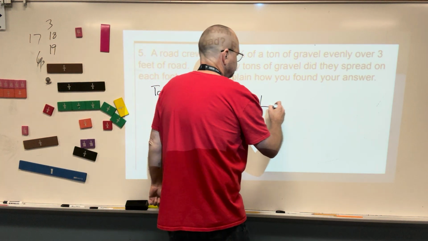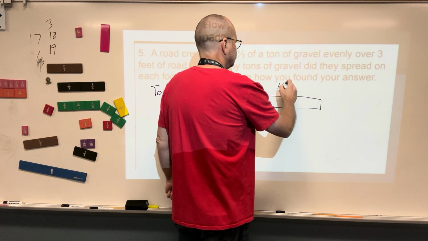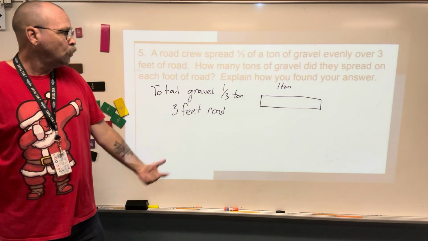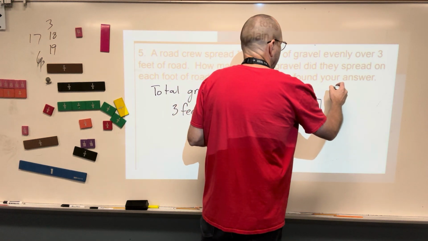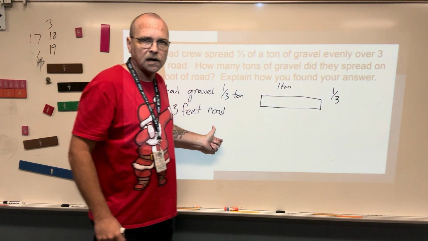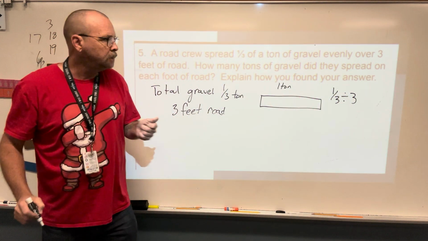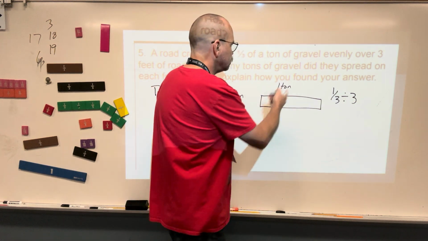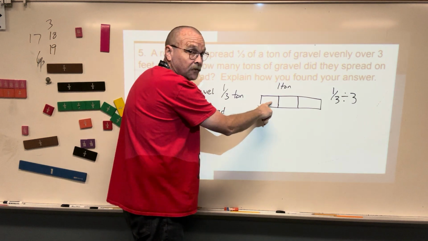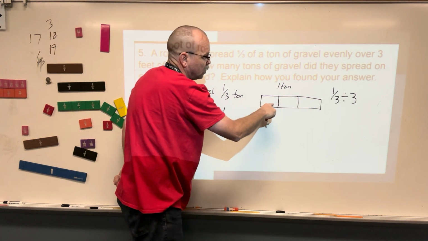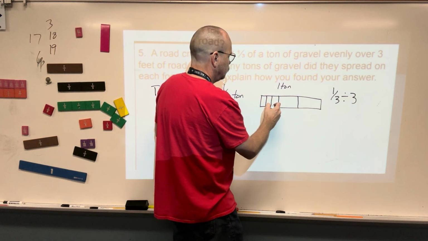So here's my ton. This is 1 whole ton of gravel. This is 1 ton. And I need to split that among 3 feet. Okay? So I'm going to have 1/3 of a ton of gravel, what I start with, and I'm dividing that amongst 3 feet. So I have a unit fraction divided by a whole number. So here's my 1 ton. This is the part of a ton that I have. I don't have all of it, I only have this part. And I need to split that part evenly between 3 sections.